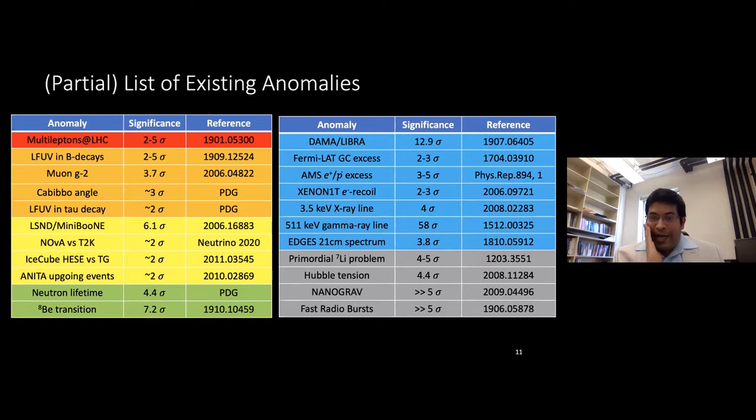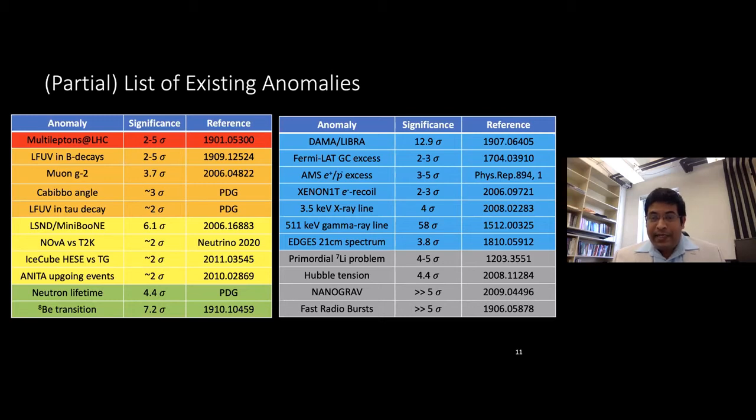So very recently I also came to know about this 511 keV gamma ray line. So maybe those who are more knowledgeable have known this much before. Now the significance seems to be like 58 sigma. I've never seen such a large significance in any of these anomalies. But this is something happening at the galactic center, which is a really messy place. So nobody really understands what's going on there. This could take a while to be resolved.